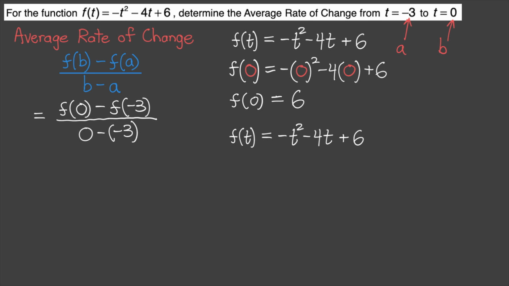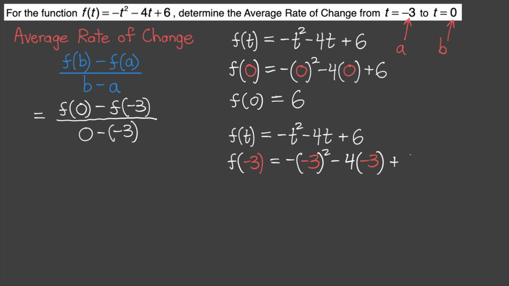Now we're going to plug in negative 3 for t. So f of negative 3. Wherever we see t, we are going to plug in negative 3. So negative 3 here, squared, minus 4 times negative 3 plus 6. All right, so here is our function. Now we just need to simplify.